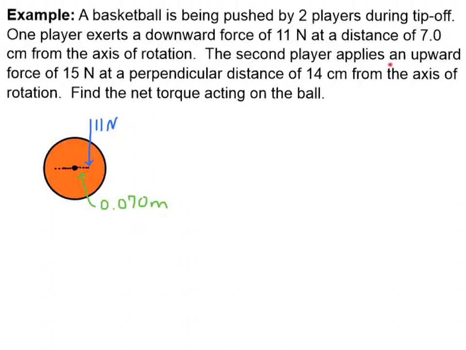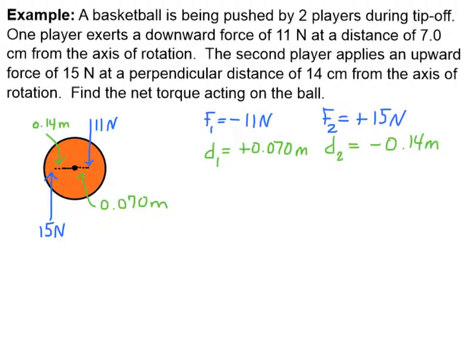If we keep reading, the second player applies an upward force of 15 newtons at a perpendicular distance of 14 centimeters from the axis of rotation. So he will be applying that force at 14 centimeters from the axis of rotation over here. Now I can write down my different variables and choose the formula I'm going to use. Notice that I assigned a sign to each of these because they are vector quantities. My force 1 is in a downward direction, so it's negative, and also the distance for 2 is this far, it's a negative to the left of that axis of rotation.